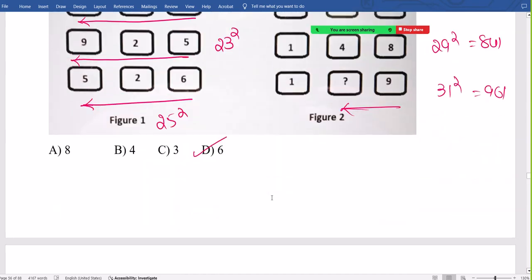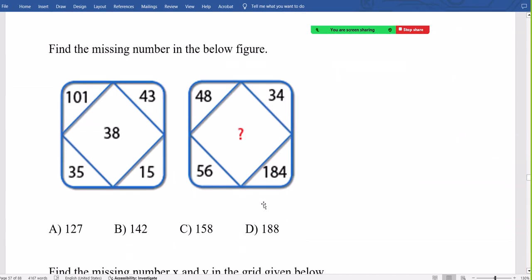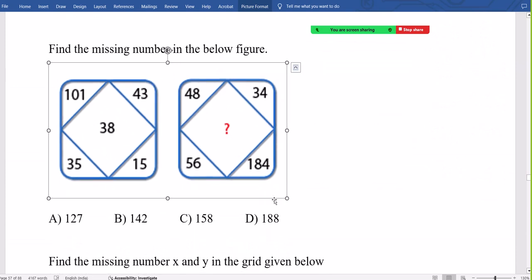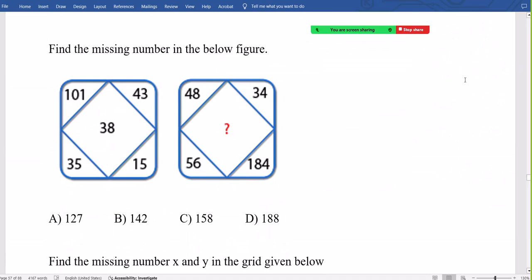See the next one. What is the answer for this? 1, 43, 15, 35. They did something, the final result is 38 there.